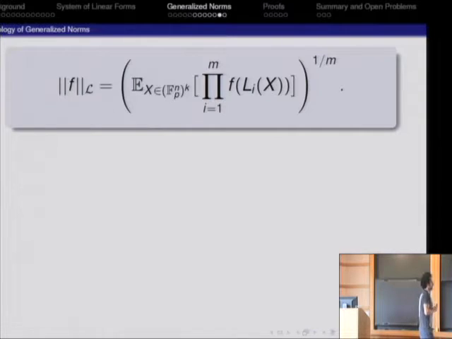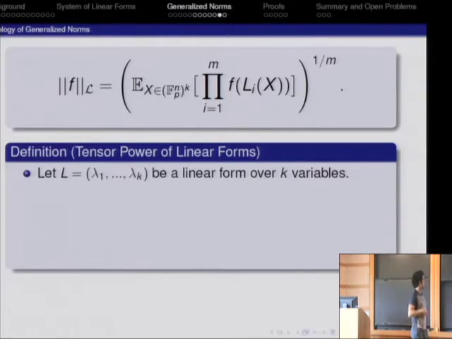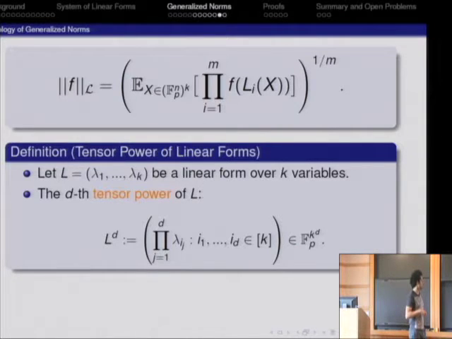We need to, again, make some technical definitions to be able to define what type of k we will find for the equivalence to the kth Gowers norm. So for a linear form, we define its dth tensor power to be the vector that is provided by all the possible combinations of d entries of L.